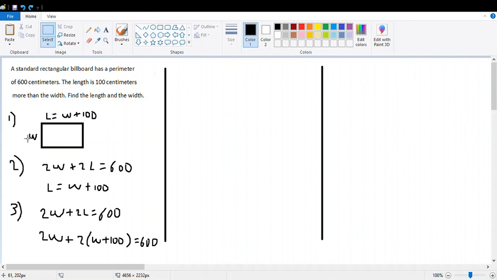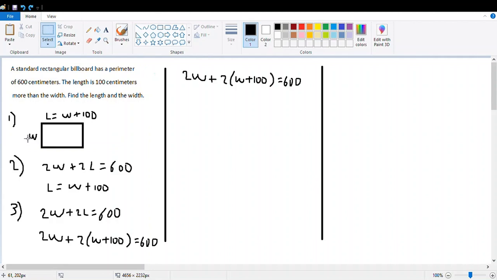Okay, now let's replace. Then 2W, we just write the same, plus 2L, but L now we know is W plus 100, and it's 2 times, that's why I'm using parentheses, W plus 100. That is equal to 600. Okay, then let's continue. Now we have to use a special math rule that in this case is the distributive property.